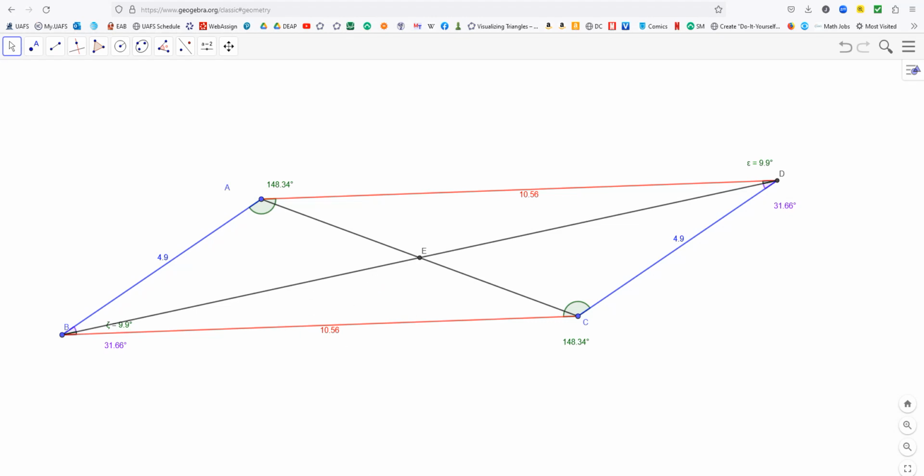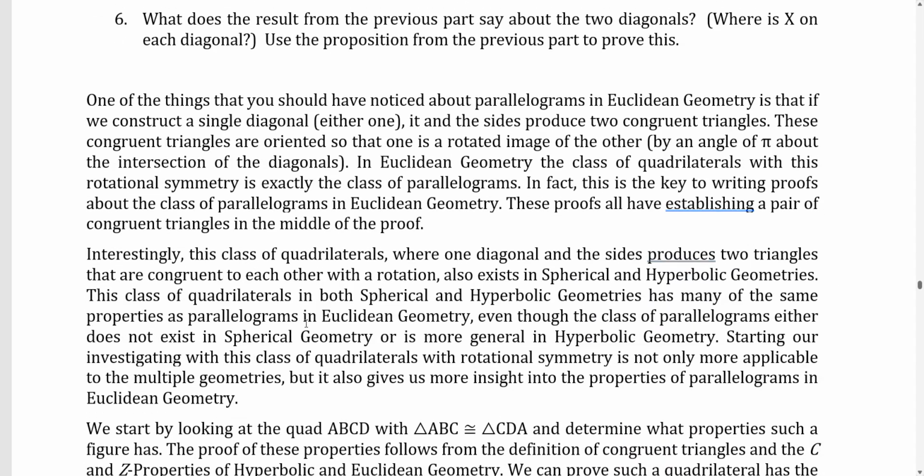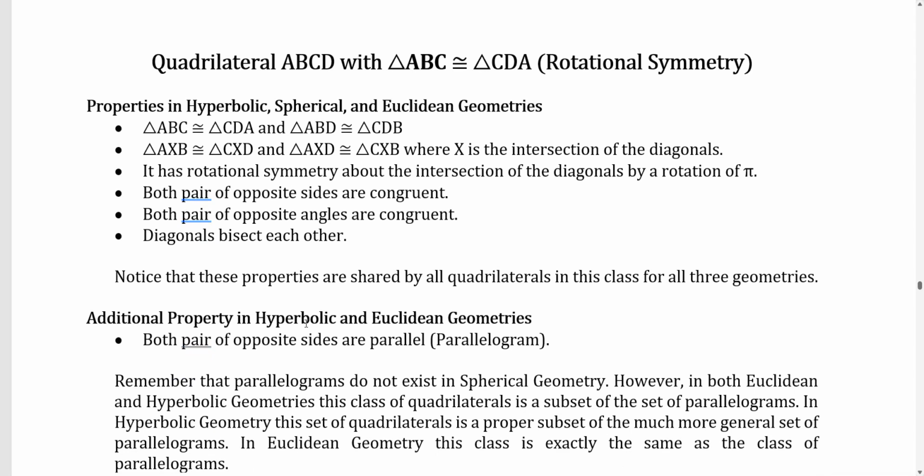So we have lots of cool properties for quadrilaterals. And the key really was this fact that triangle ABC was congruent to triangle CDA. So these triangles are congruent to each other with a rotation of 180 degrees about the midpoint of one of the diagonals, or midpoint of both the diagonals. It's the same point. And it turns out that this class of quadrilaterals, if you phrase it that way, does exist in hyperbolic, spherical, and Euclidean geometries. And that class in those three geometries has all pretty much the same properties. It flows from that congruent triangle relationship.